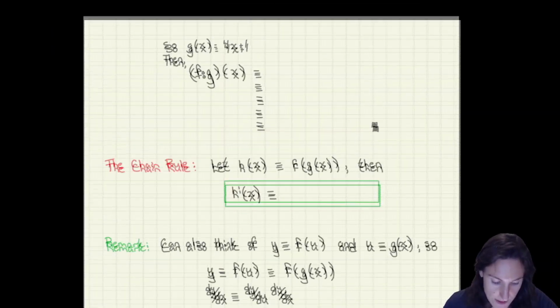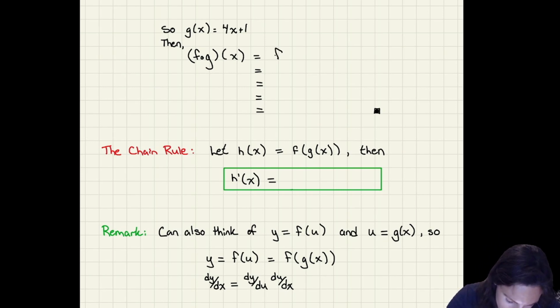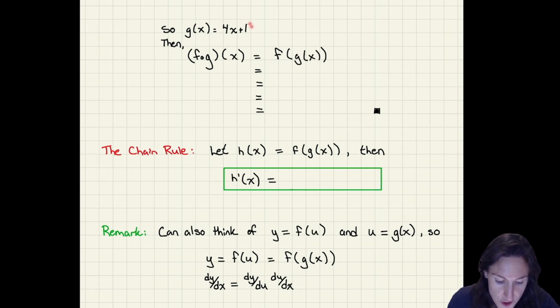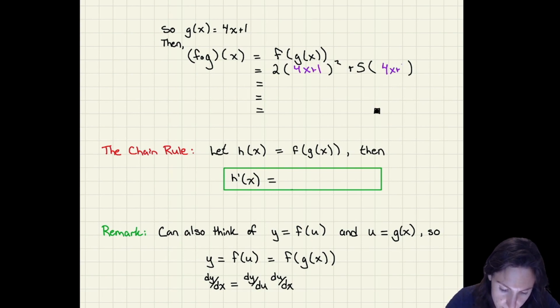Now we're going to do it the other way. We're going to apply our f to g of x as our input. Now, g of x is just 4x plus 1. And what was our f? Our f was 2 times the input, and then we square that, plus 5 times the input. And what's our input? Well, it's going to be this g here. So 4x plus 1, 4x plus 1.